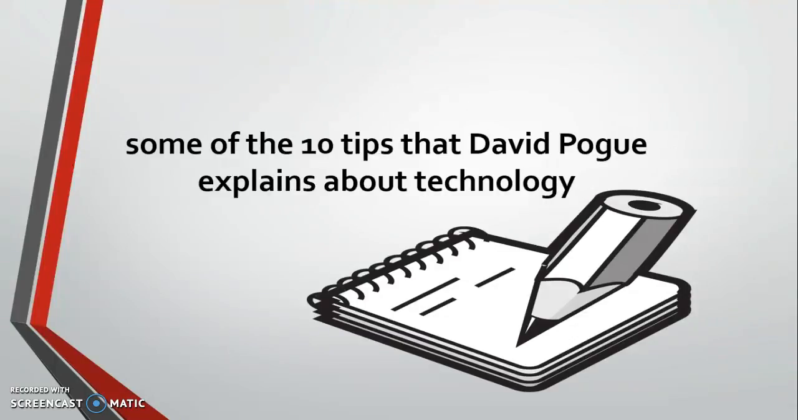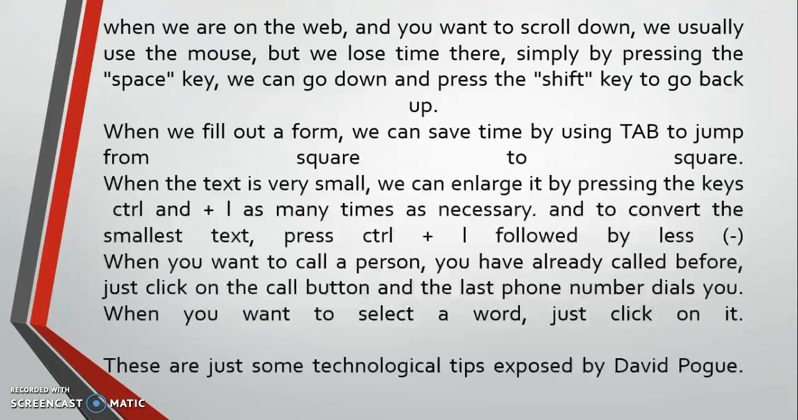Okay, now I'm going to tell you some of the 10 tips that David Bogue explained about technology. When we are on the web and want to scroll down, we usually use the mouse, but we lose time there. Simply by pressing the space key, we can go down, and pressing the shift key, go back up.